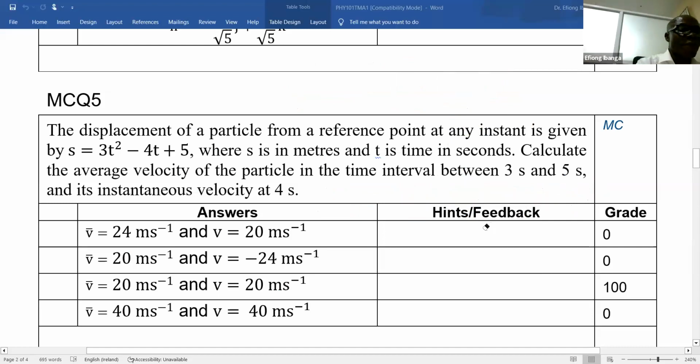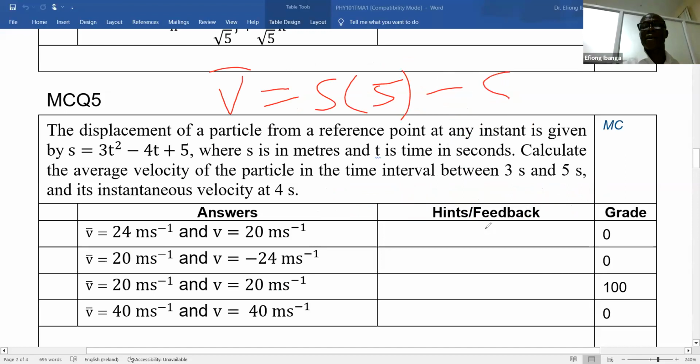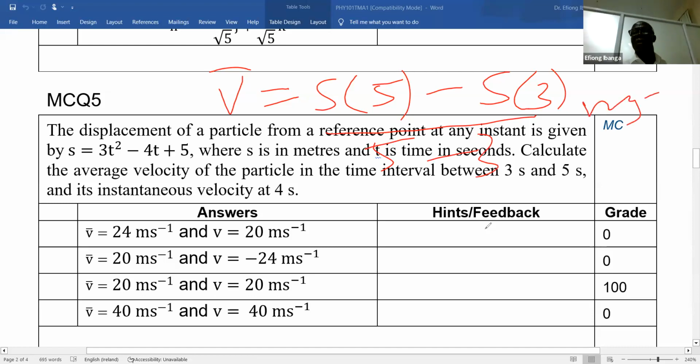Here is what I'm saying. What I'm saying is that this is equal to S for the 5 seconds, minus S, where S is the distance, for 3 seconds, all over the 5 seconds minus 3 seconds. This is going to be in meters per second. Do you understand it now? So that's what I've done there. Do you understand that? That's average.